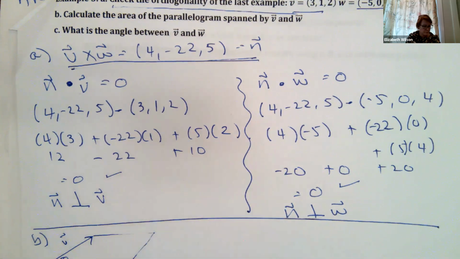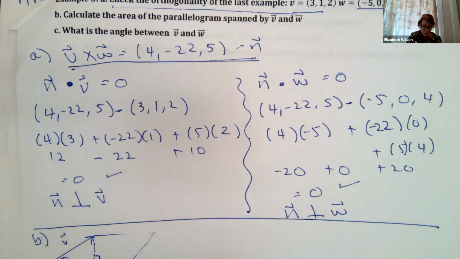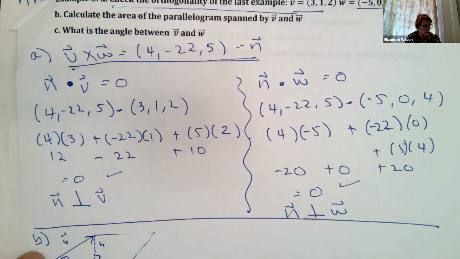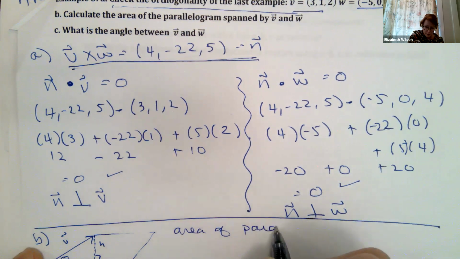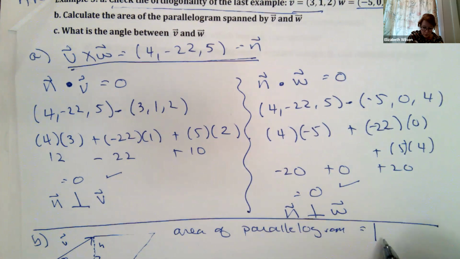Here's my parallelogram. So now I have to calculate out my height, which I'll call H. There's a couple things I have to do. So I have to find the area of the parallelogram, which we said was the magnitude of the cross product.